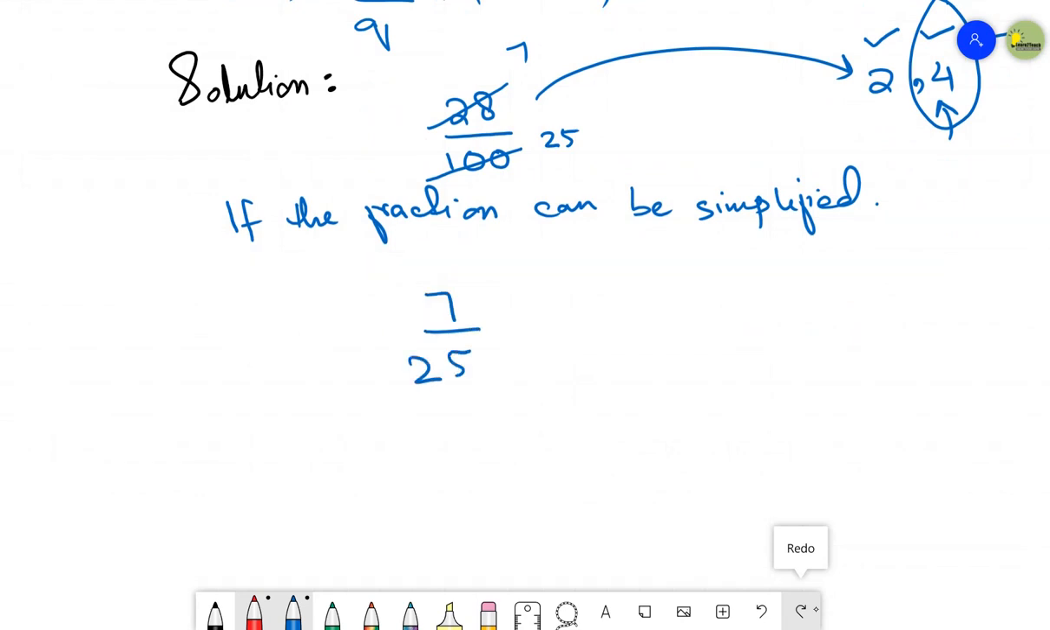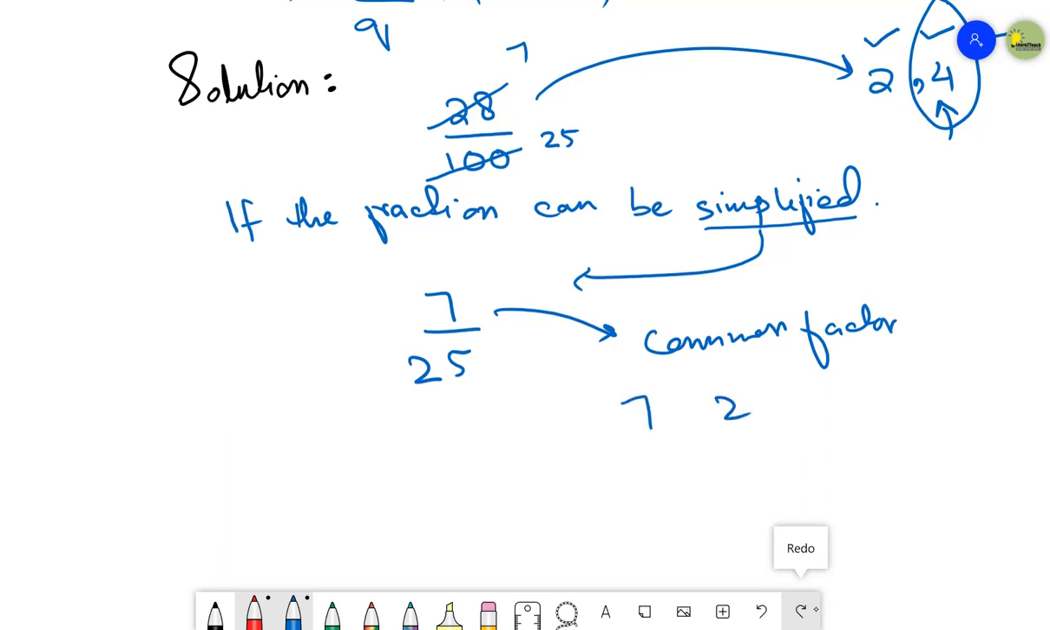This is how you are going to simplify a fraction. In order to simplify, you have to see whether your fraction can be cancelled by any factor or not. If it can, then you have to cancel it and simplify it till the end. After getting the answer 7 upon 25, you have to see whether there is any common factor of 7 and 25. There is no number that can cancel 7 and 25.